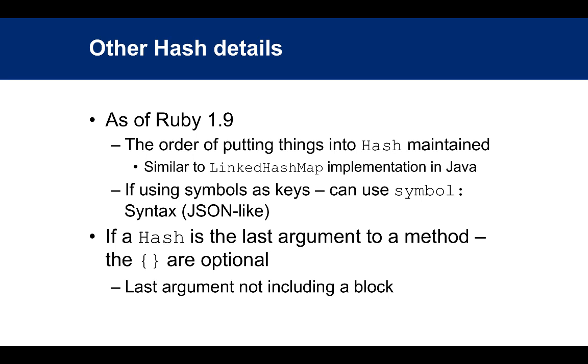Now, as of Ruby 1.9, which was a while ago, they made some good improvements. Number 1, the order of putting things into a hash is actually maintained. Now, this is kind of an interesting one because usually you don't think of hashes as something that maintains the order. Usually you think of arrays or lists as something that maintains the order, and hashes are just your key value pairs. But the truth is, even in Java, you have something like a LinkedHashMap, which maintains the order of entries in the hash map in addition to being able to access it using the key value pairs.